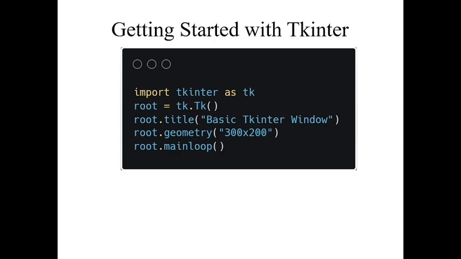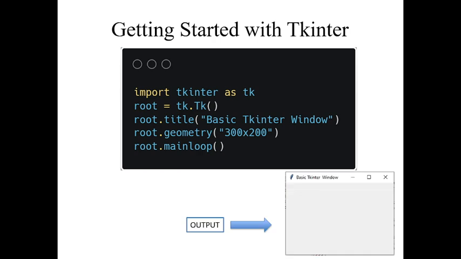Then we start the main loop. Basically the main loop is used to start the graphical user interface, and it keeps the window alive until the user presses the cross button to close the window. So the main loop will continue to execute the window. It will keep the window alive.